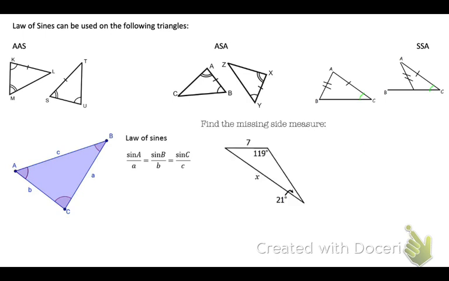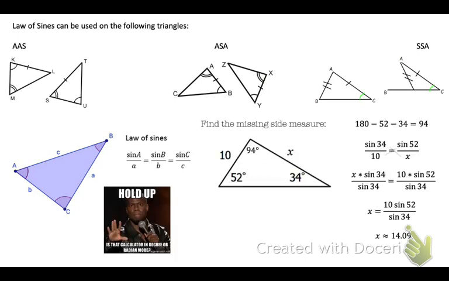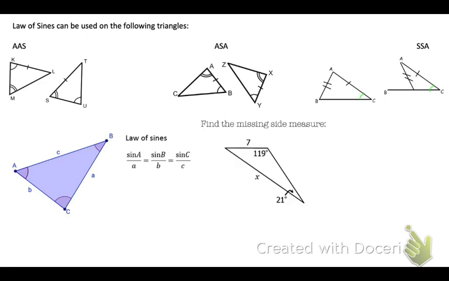Okay, let's do another one. So this one, first let's see what type of triangle this is. I should have done that on the last one. So we started with this angle and this side. So that would be an angle, side triangle. Now this one, we have, again, an angle and a side. So this is an angle, side triangle.